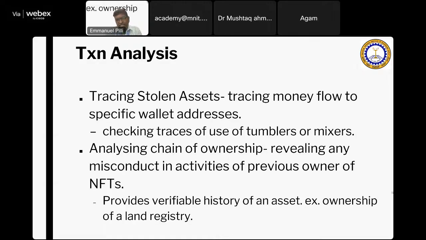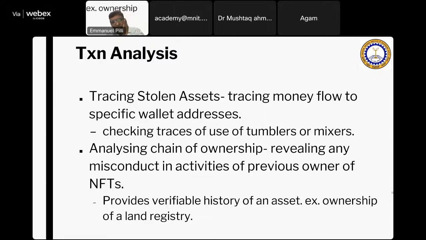You can trace stolen assets, tracing money flow from significant wallets, and check for the use of tumblers or mixers, and then you can easily get it. You can analyze the chain of ownership, revealing any misconduct in the activities of the previous owner of an NFT. So you can provide a verifiable history of an asset, for example, ownership of land registry.